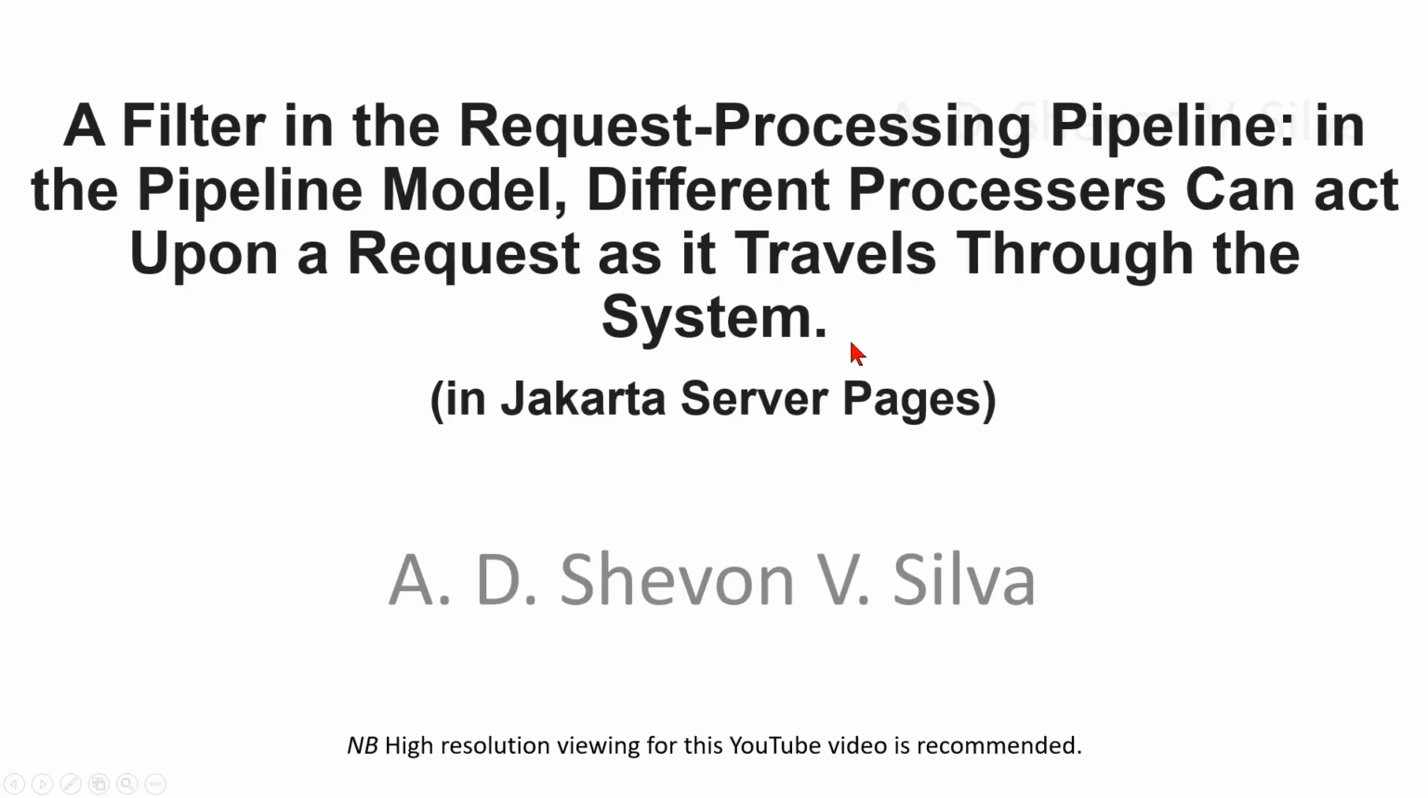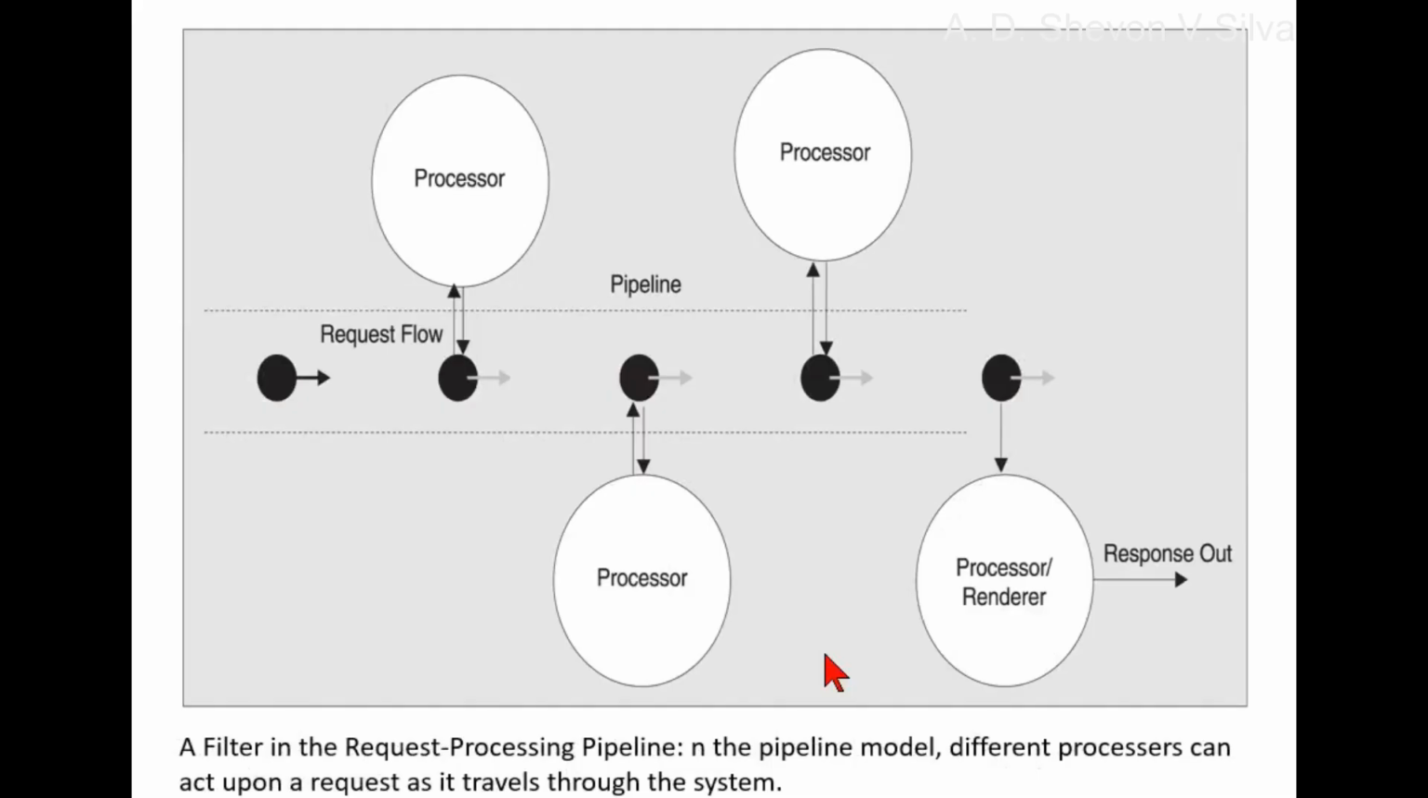A filter in the request processing pipeline. In the pipeline model, different processes can act upon a request as it travels through the system. In Jakarta Server Pages, now we are considering a filter in the request processing pipeline. In the pipeline model, different processes can act upon a request as it travels through the system.